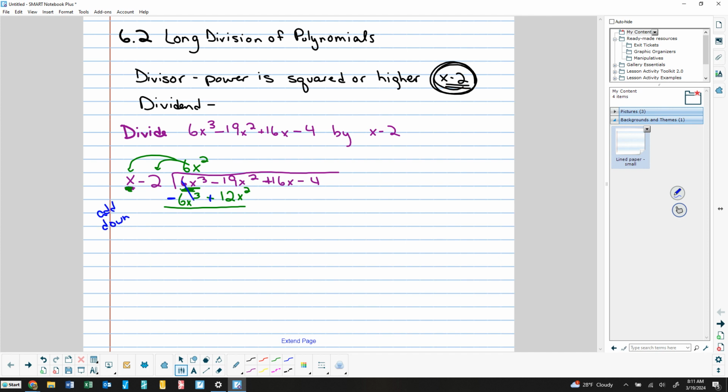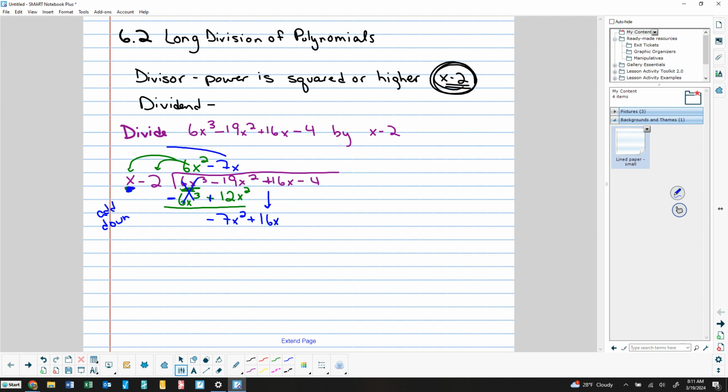Okay, so those are going to cancel, and when I add this down, I'm going to get negative 7x squared. And then because I have two terms in my divisor, I'm going to bring one more term down here so that I have two terms over here. And then I'm going to do the same thing. What do I need to multiply this x by to make it the same as this negative 7x squared? So that's going to be a negative 7x.